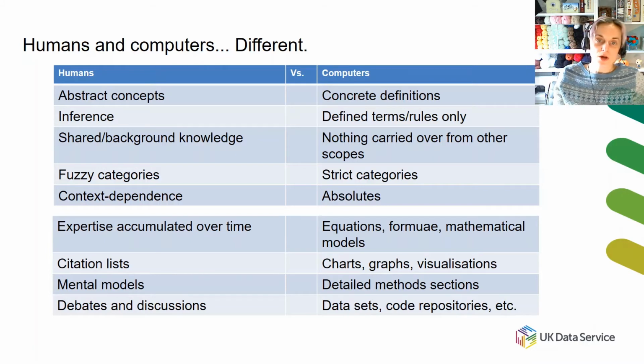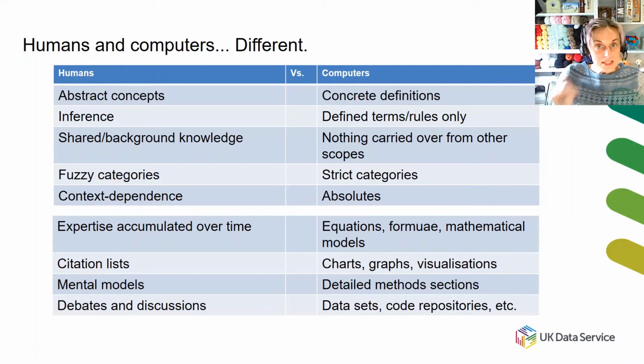We have mental models, and to share those mental models, we have debates and discussions, and we write out journal articles. Computers have defined equations and formulas. They have mathematical models, but these are clear and concrete and thoroughly defined. They can create charts and graphs and visualizations, but they cannot write journal articles.